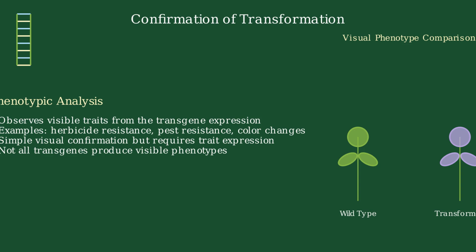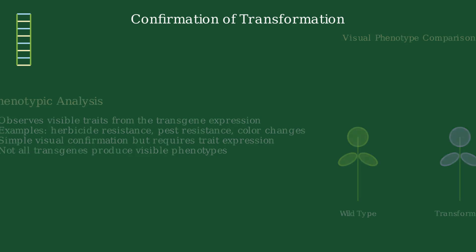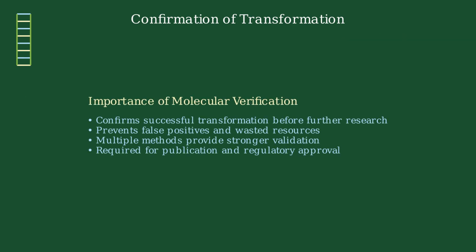Phenotypic analysis involves observing visible traits resulting from transgene expression, such as herbicide resistance or color changes. While it provides simple visual confirmation, not all transgenes produce visible phenotypes, so molecular methods are still essential. Molecular verification before proceeding with further research is absolutely critical. It prevents false positives, saves resources, and provides the validation required for publication and regulatory approval.